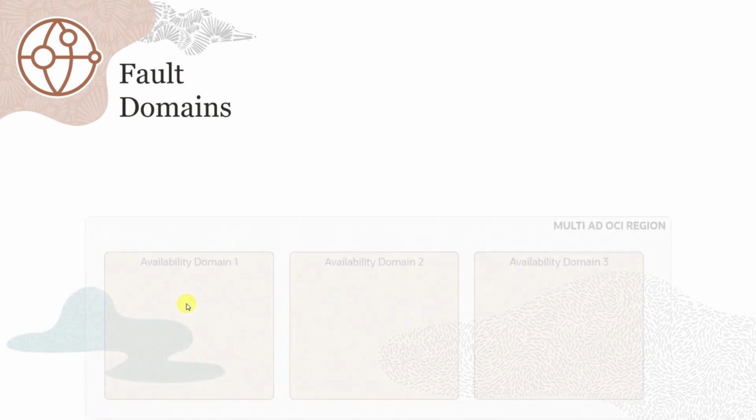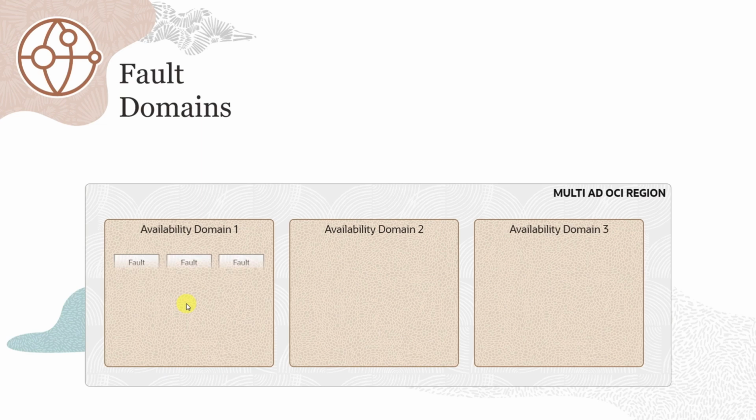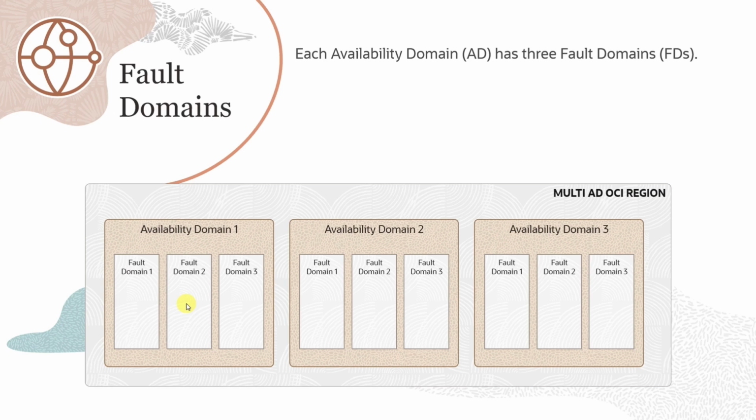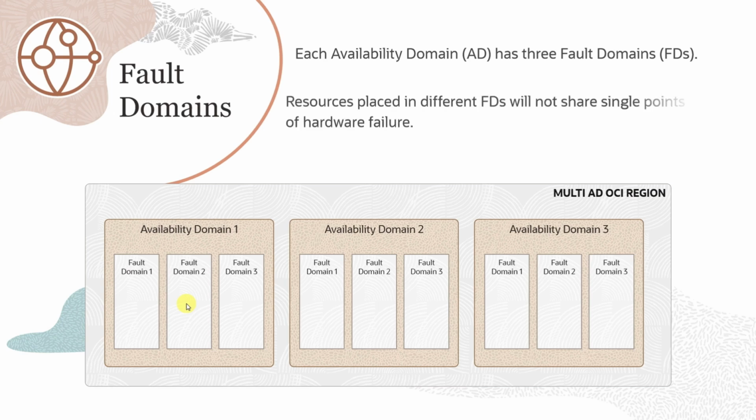Talking about fault domains. Fault domains are separate hardware and infrastructure within the same availability domain, and each availability domain can have three fault domains. When creating your resources in OCI in an availability domain, you should choose to make them in different fault domains so they don't share the same infrastructure within the availability domains. Such a setup is ideal for better protection against hardware failure and maintenance downtime planning.